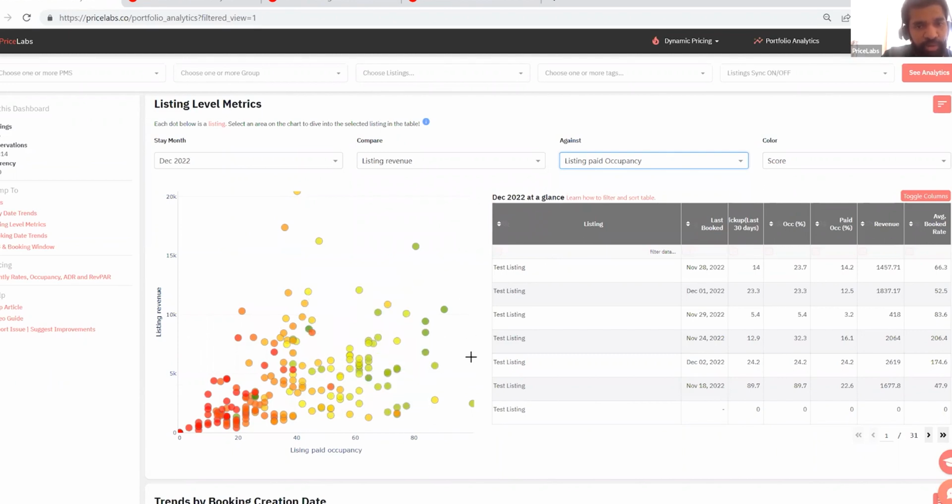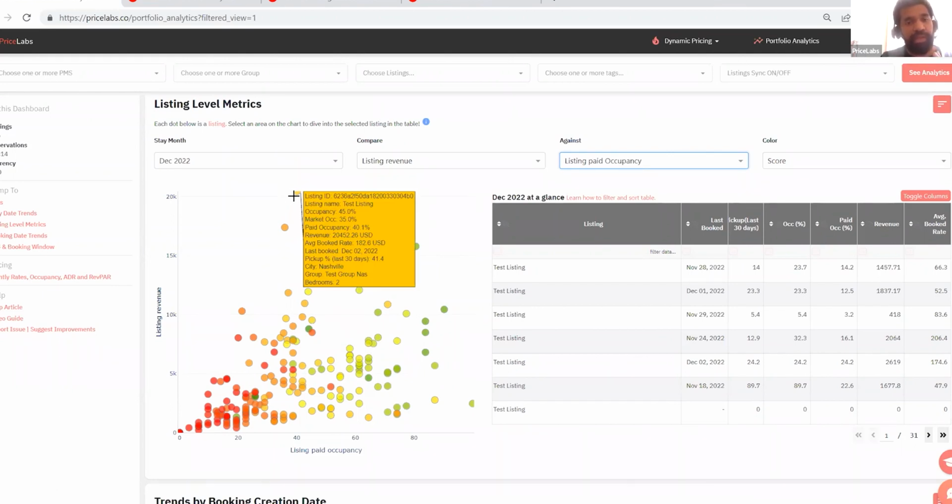These listings are very occupied. And again, I've not filtered down. Ideally, you want to filter down to like-for-like listings to make better sense of this data. But hey, these listings, while they're running very high occupancies, are not doing as well in terms of revenue versus this listing, which, even though it only has 50% occupancy, is doing really, really well.